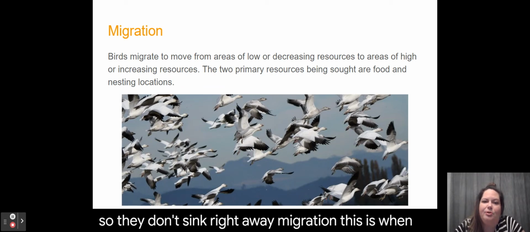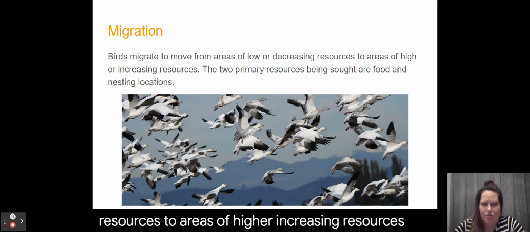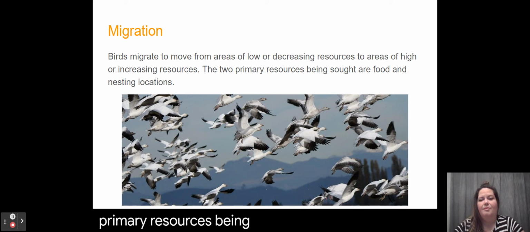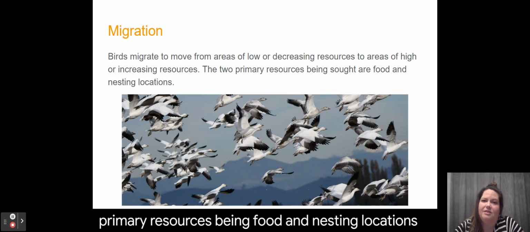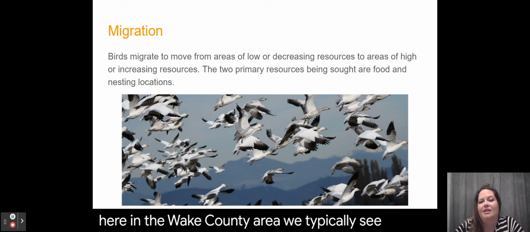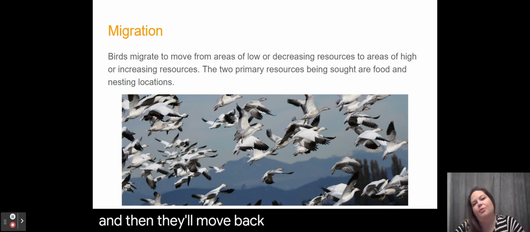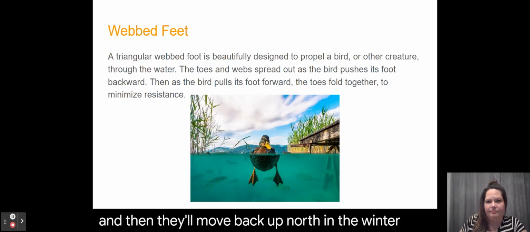Migration, this is when birds move from areas of low or decreasing resources to areas of high or increasing resources. Two primary resources being food and nesting locations. Here in the Wake County area, we typically see the migration of the geese. They come in, I want to say in the spring, summer, where they have their offspring, and then they'll move back up north in the winter.